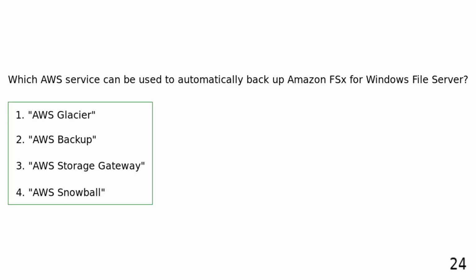Which AWS service can be used to automatically back up Amazon FSx for Windows File Server? AWS Glacier, AWS Backup, AWS Storage Gateway, AWS Snowball. AWS Backup can be used to automate the backup of Amazon FSx for Windows File Server.